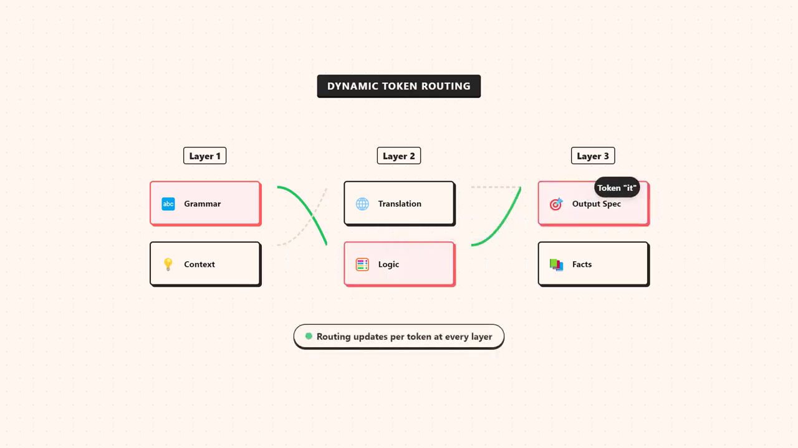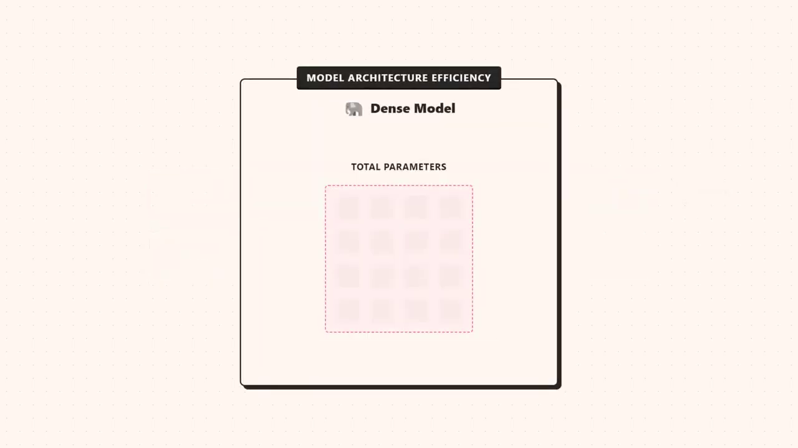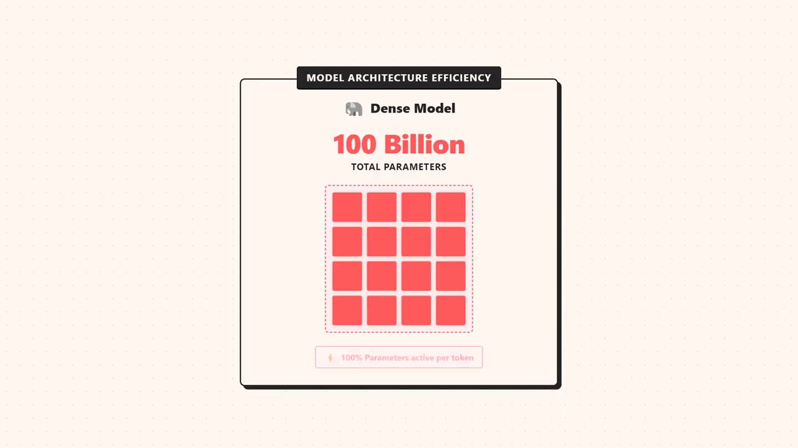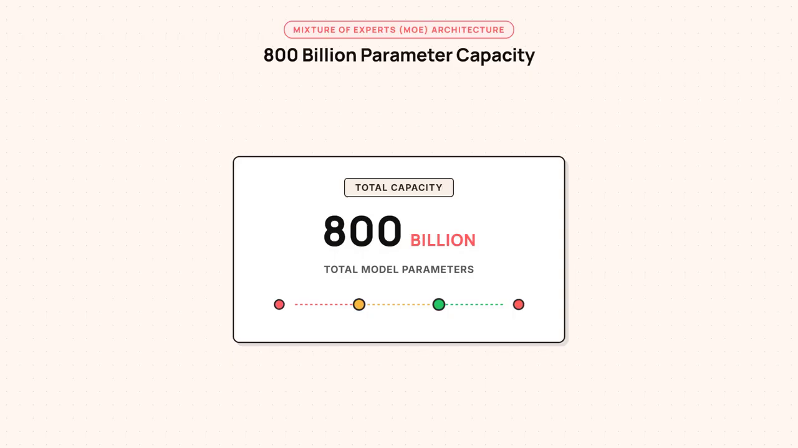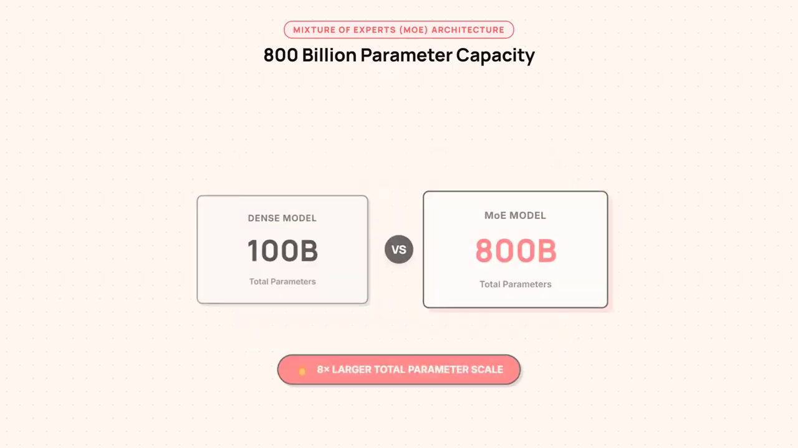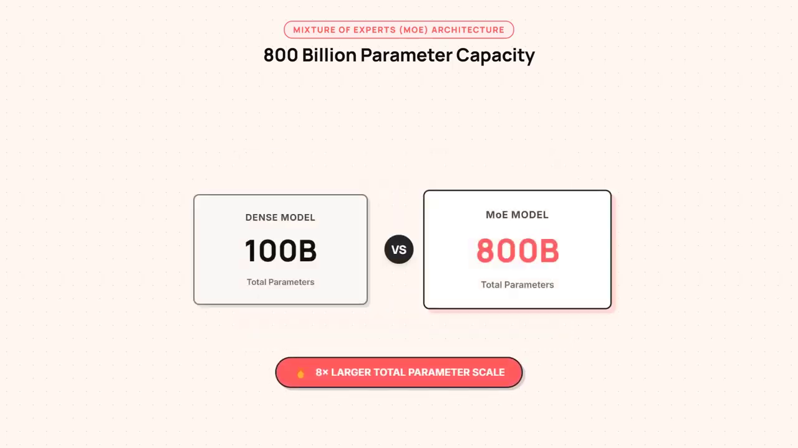Routing happens repeatedly as the token moves through the model. A simple numerical example. Let's use an imaginary model to make the efficiency easier to see. Suppose a dense model contains 100 billion parameters, and almost all of them are involved in processing each token. Now imagine a MoE model containing 800 billion total parameters. That sounds 8 times larger.